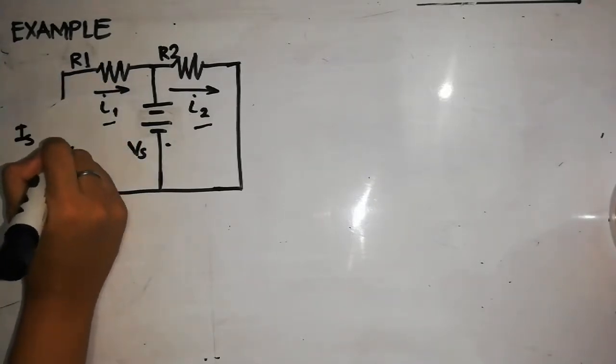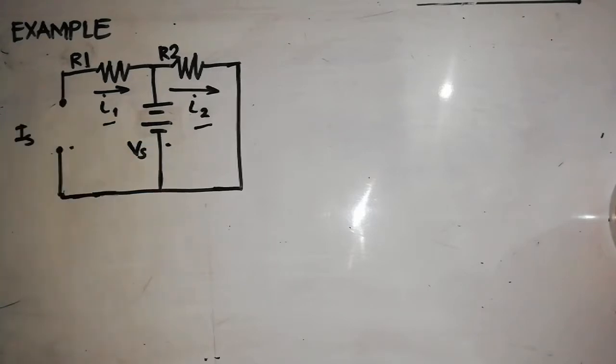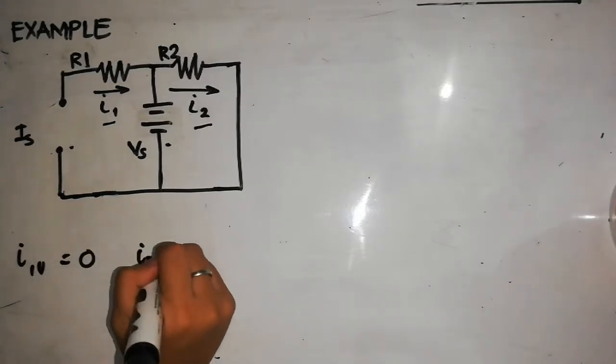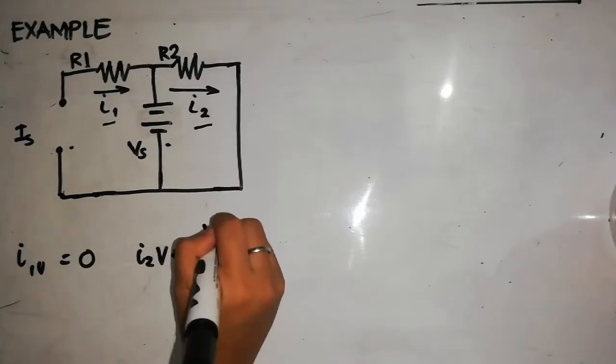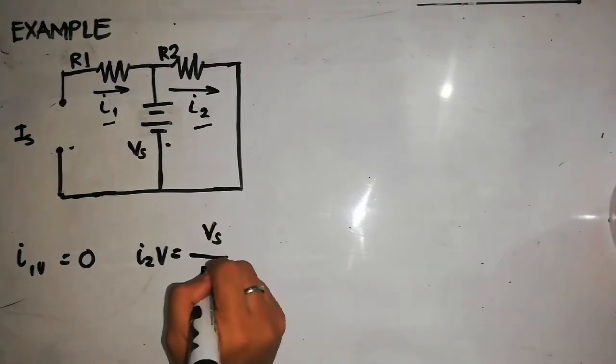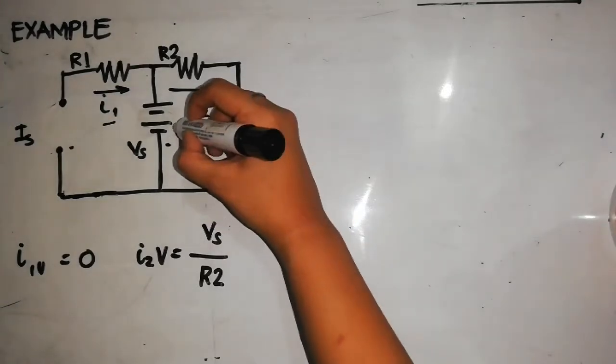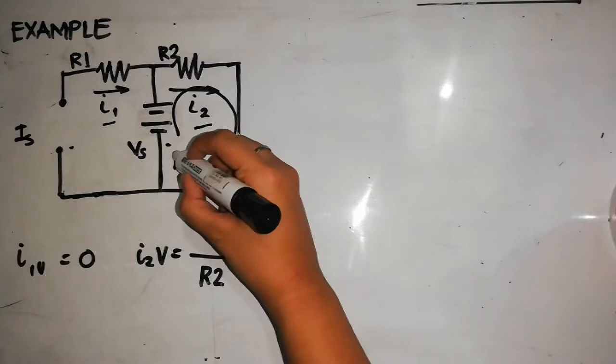First, we suppress the current source and analyze the circuit with just the voltage source acting alone. To suppress the current source, we replace it with an open circuit. With just the voltage source, the two output currents are I sub 1V is equal to 0 and I sub 2V is equal to V sub S over R2, where I sub 1V and I sub 2V are the currents in R1 and R2 caused by the voltage source.